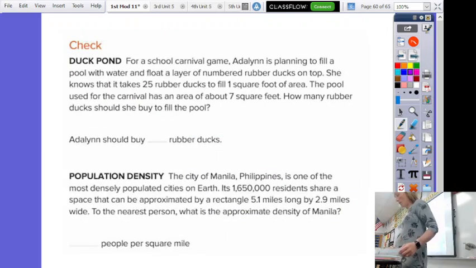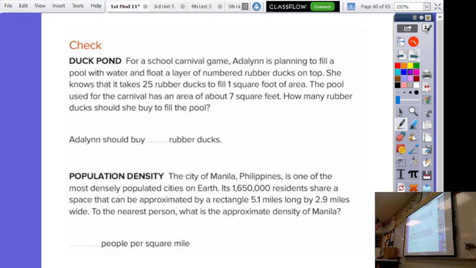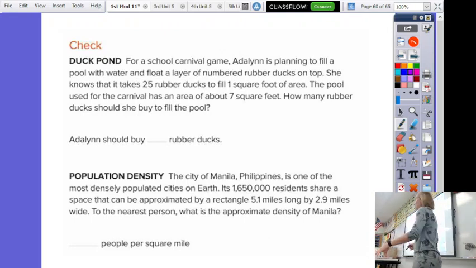The next one is of a duck pond. Gotta have fun with these. For a school carnival game, Adeline is planning to fill a pool with water and float a layer of numbered rubber ducks on top. She knows that it takes 25 rubber ducks to fill 1 square foot of area. The pool used for the carnival has an area of about 7 square feet. How many rubber ducks should she buy to fill the pool? What do we think? 175 is correct. How'd you find that? Real simple, 7 times 25. There you go. You have the area and the number of ducks per square foot, so you buy 175 of them because you want to fill it.